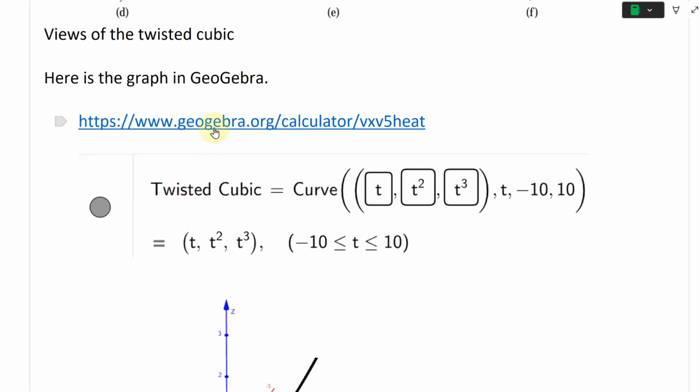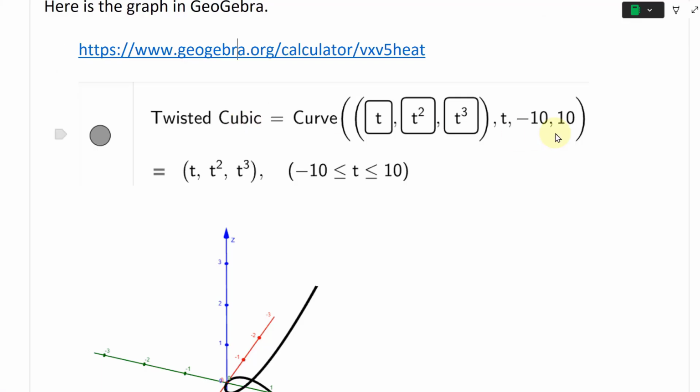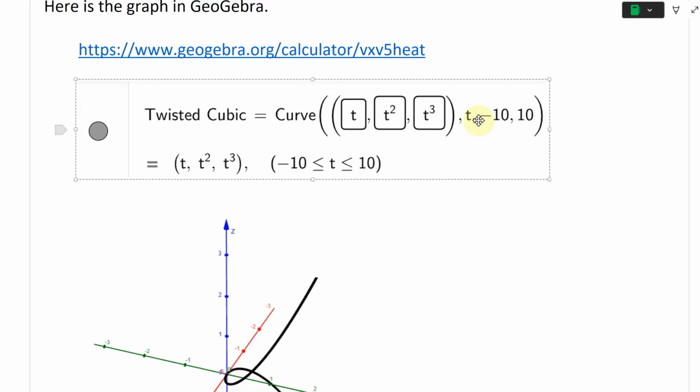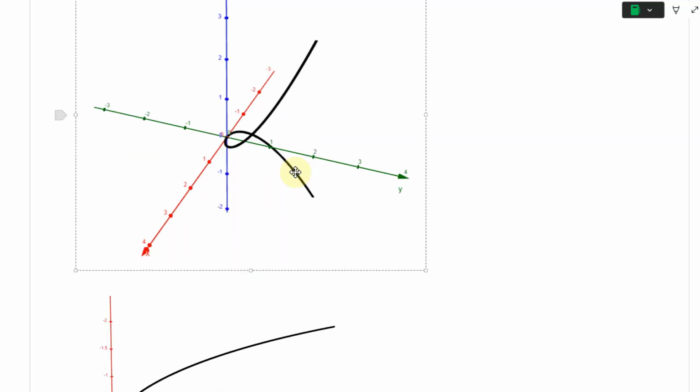And here's a graph in GeoGebra right now. I'll open this up, and while it's opening we'll go back here. So twisted cubic, you can just put that in again. I made it from -10 to 10. The other one is -2 to 2, but I could have just done that. Anyway, I made it from -10 to 10, and it goes like that. It goes all the way up.